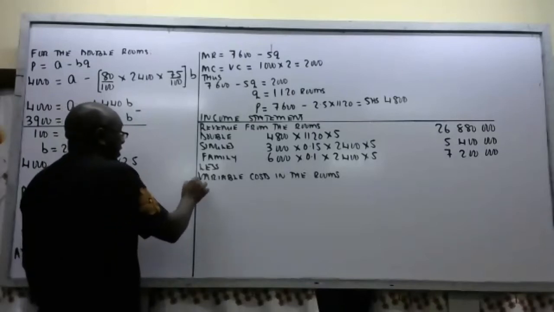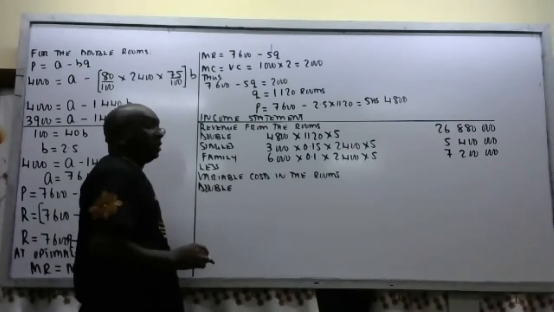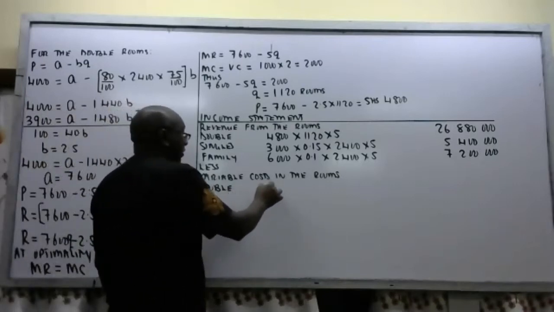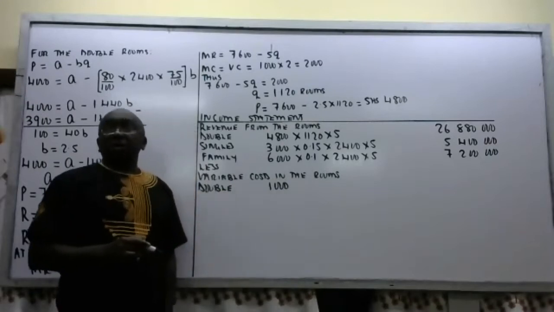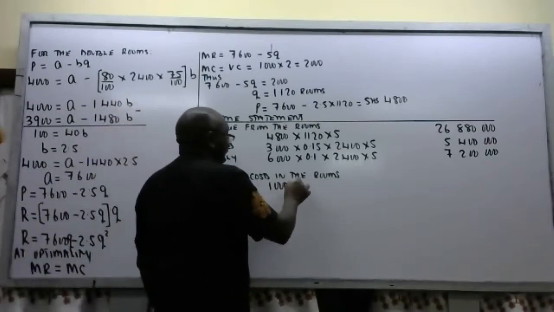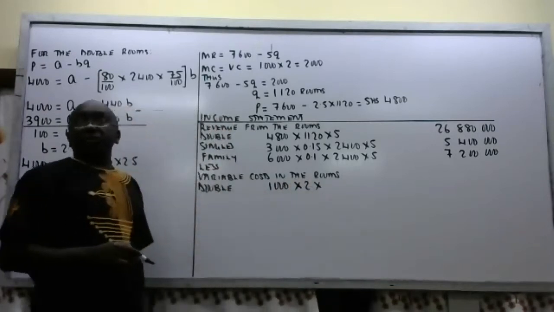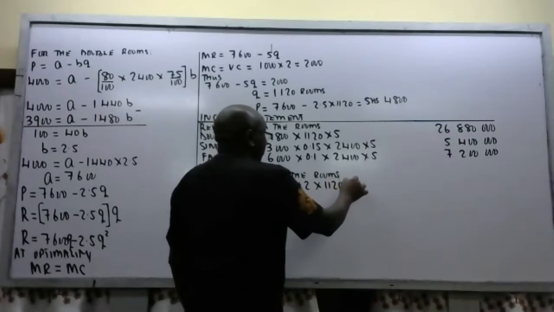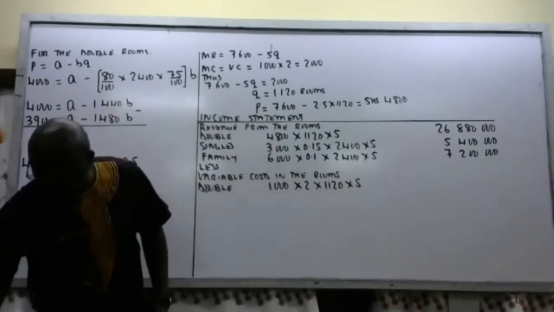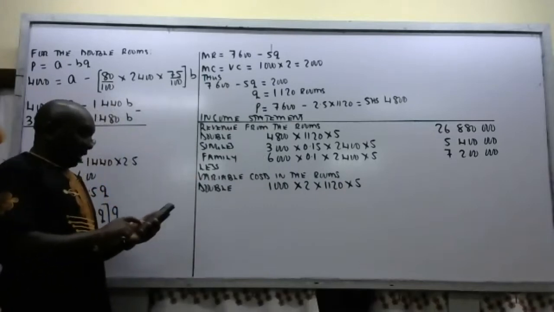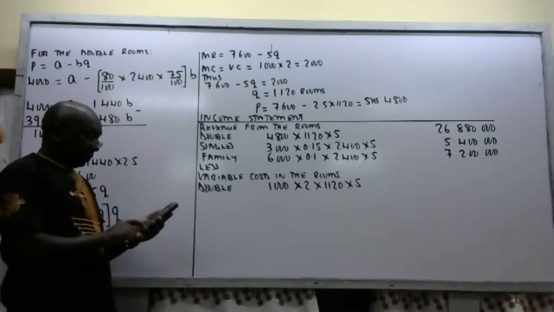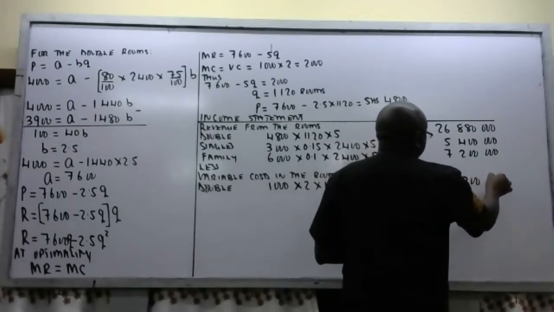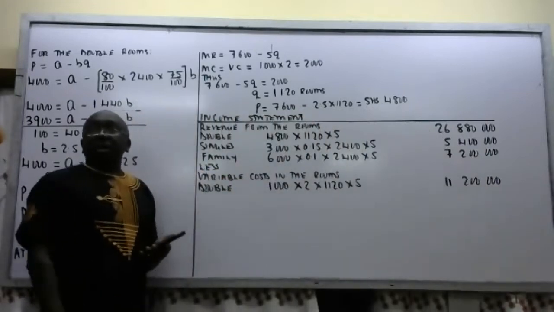So, starting with the double, we know so well that for one guest, we are incurring a cost of 1,000, and the double has 2 guests. One room has 2 guests. And then the number of rooms are 1120 for 5 days. So if you take the calc, registering 11,200,000.